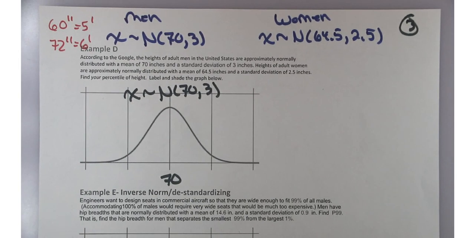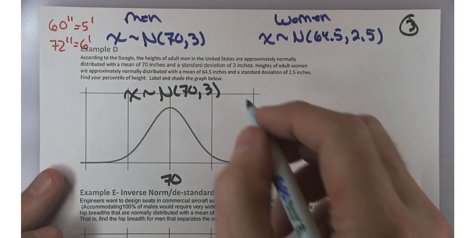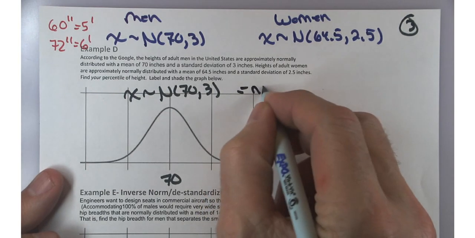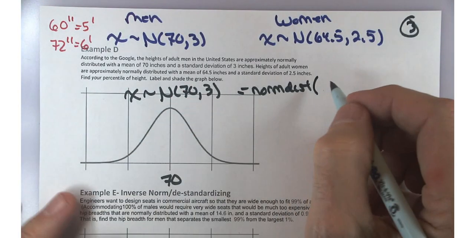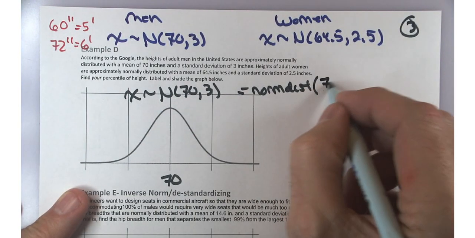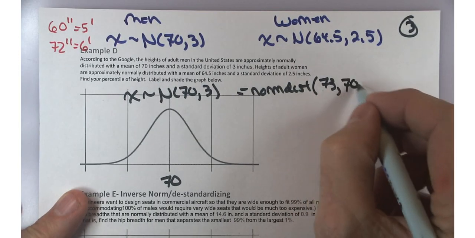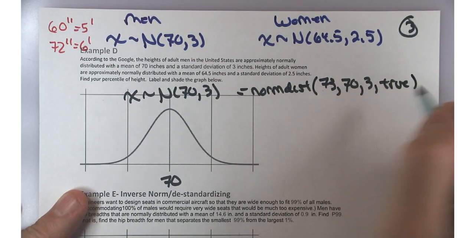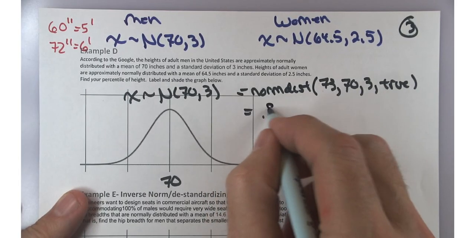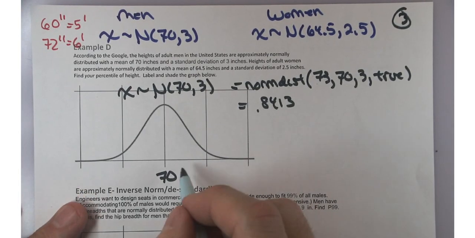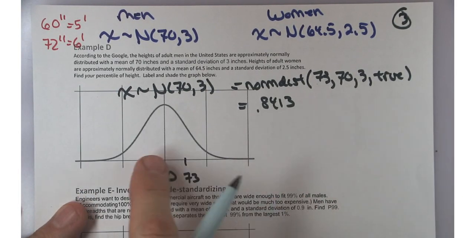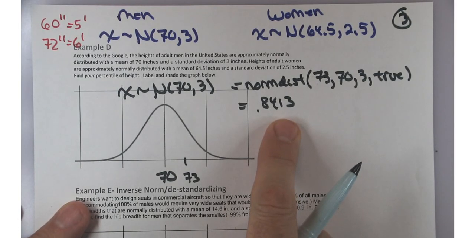So let's see what it will look like for me personally. I would type in equals norm distribution, and then my height, which is 73, mean of 70, standard deviation of 3, and then true. And it should tell me that I'm in the 84th percentile of height. So that's not shocking. 73 is over here someplace. I should be more or past the 50th percentile. I am. That's good.